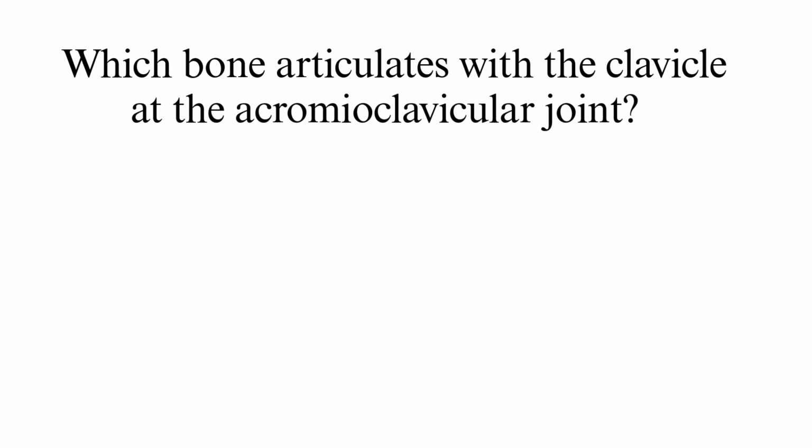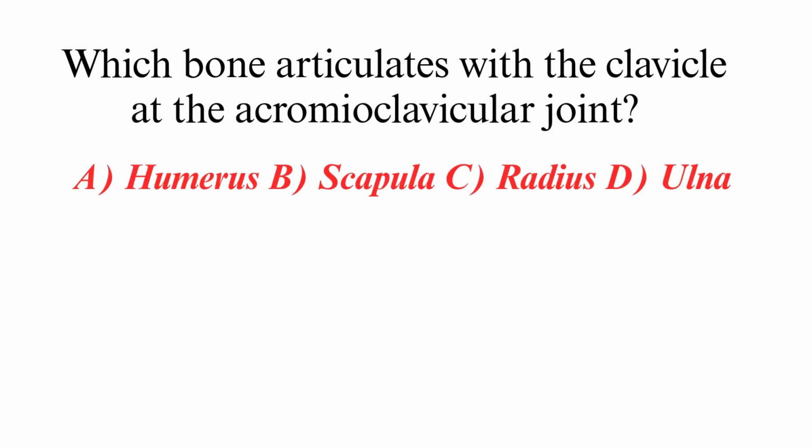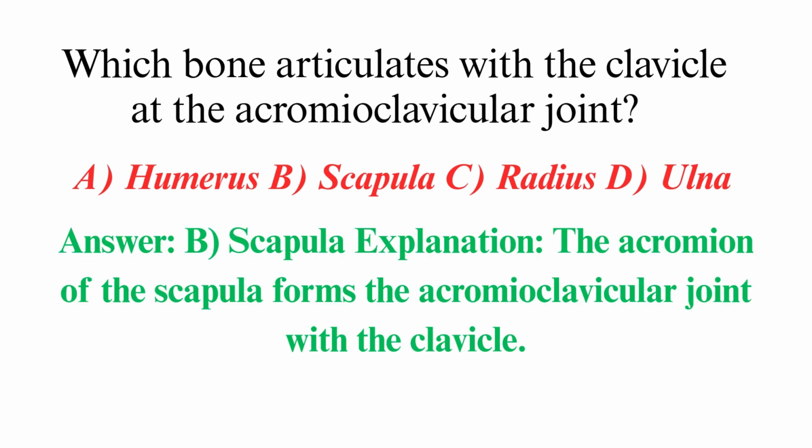MCQ 6. Which bone articulates with the clavicle at the acromioclavicular joint? A. Humerus. B. Scapula. C. Radius. D. Ulna. Answer. B. Scapula. Explanation. The acromion of the scapula forms the acromioclavicular joint with the clavicle.